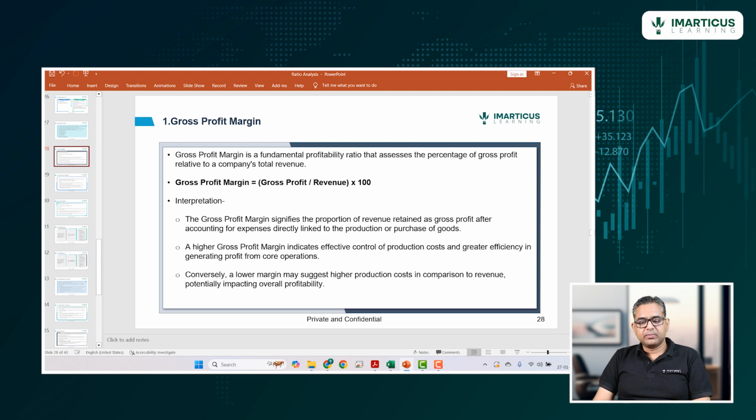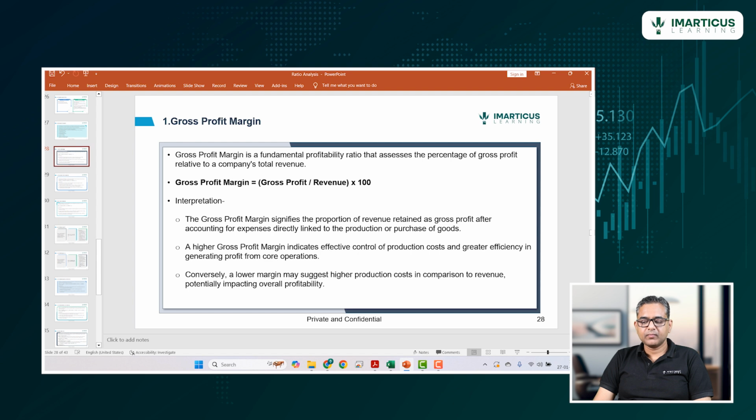Interpretation: gross profit margin signifies the proportion of revenue retained as gross profit after accounting for expenses directly linked to the production or purchase of goods. A higher gross profit margin indicates effective control of production costs and greater efficiency in generating profit from core operations. Conversely, a lower margin may suggest higher production costs in comparison to revenue, potentially impacting overall profitability.